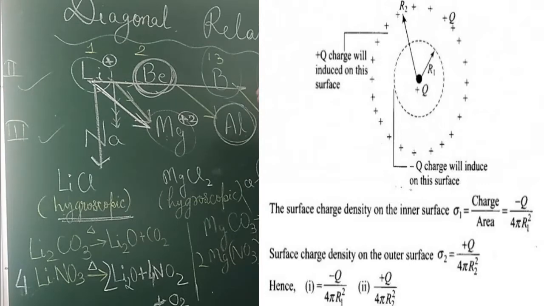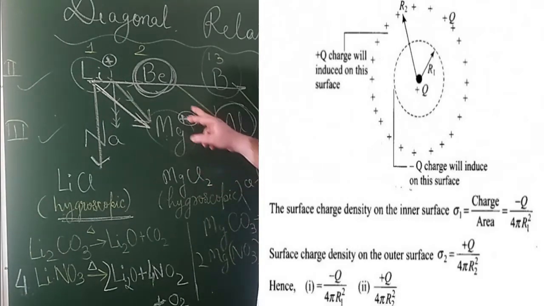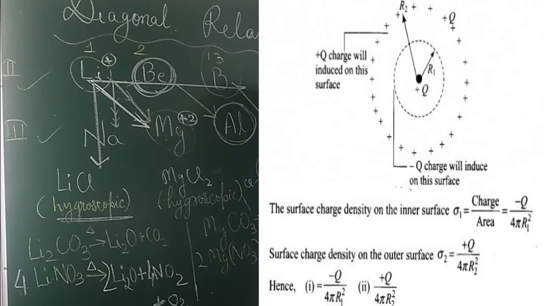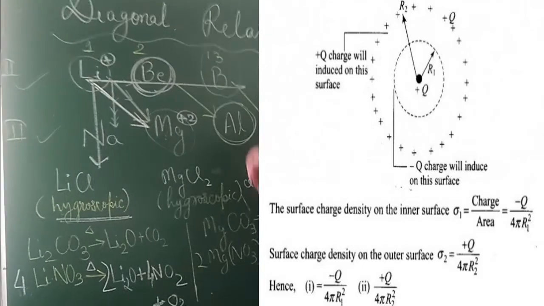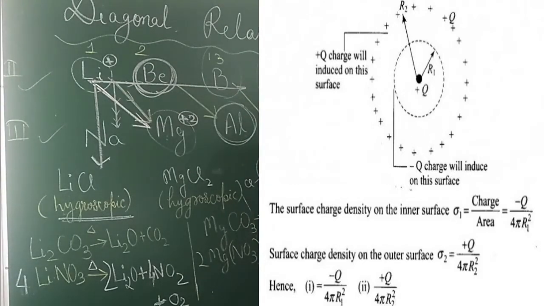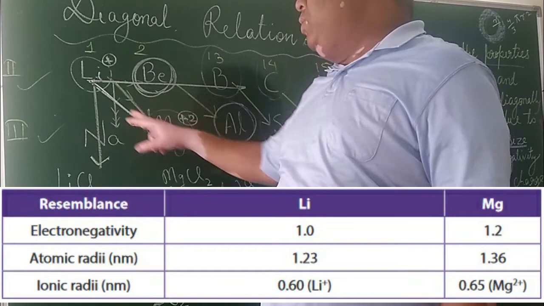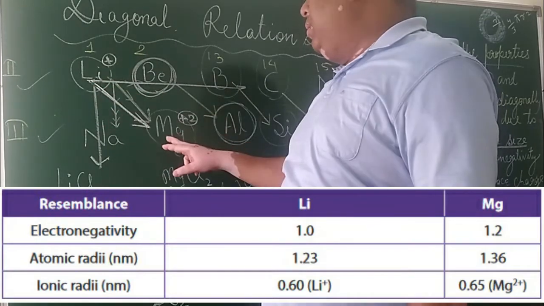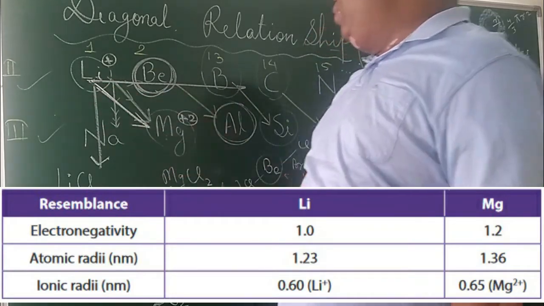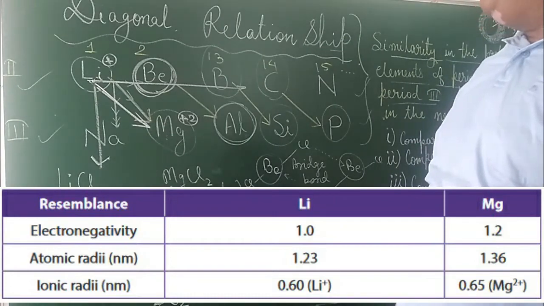Means after the valence electron leaves the atom. So we talk about surface charge density because we are talking about the valency: how much charge is there in the outermost shell, meaning outwardly how much charge is there. So due to the similar size of diagonally positioned atoms, they show similar physical and chemical properties.